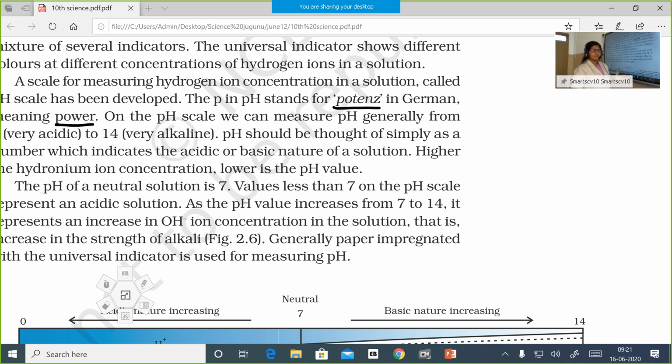Going to the side of bases, it is the other way. The solutions which have more number of OH minus ions have more strength. If you compare solutions with pH value 13 and 14, which will have more strength as a base? Definitely the solution with pH value 14. Why? What's the reason? The solution with pH value 14 has more number of OH minus ions compared to the solution having pH value 13. I think it's very clear. Shall I read the portion?